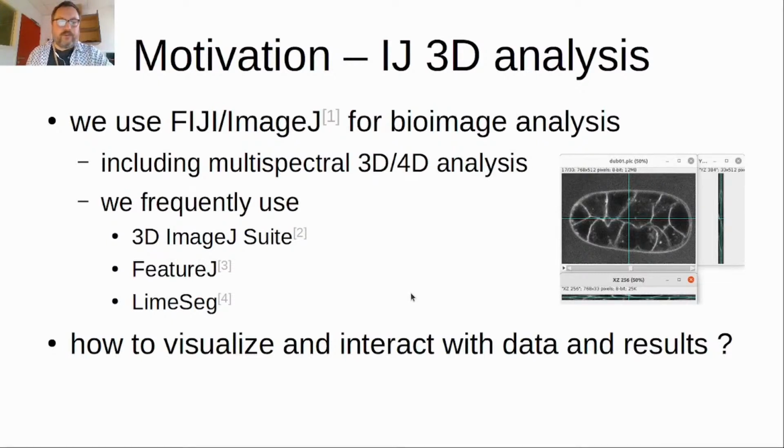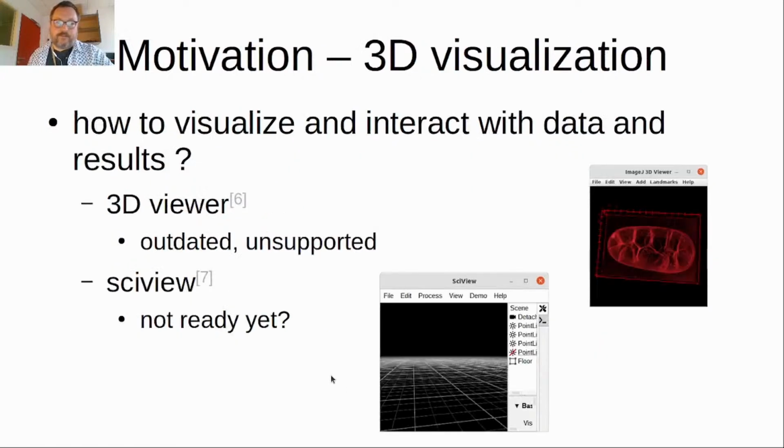We use FIJI Imagerie for doing bioimage analysis, including for 3D and 4D data. We frequently use plugins like the 3D Imagerie suite, FIJI, LimeZack. Now, how can we visualize and interact with the 3D data and the 3D segmentation and measurement results?